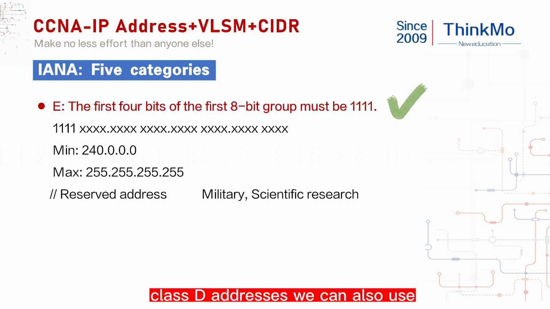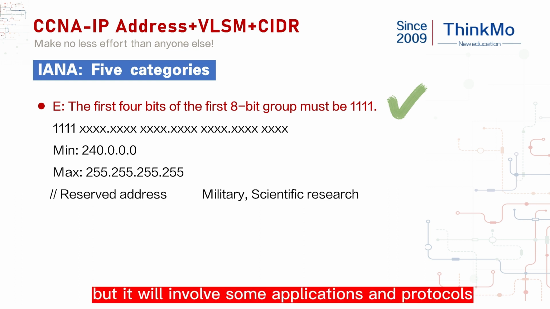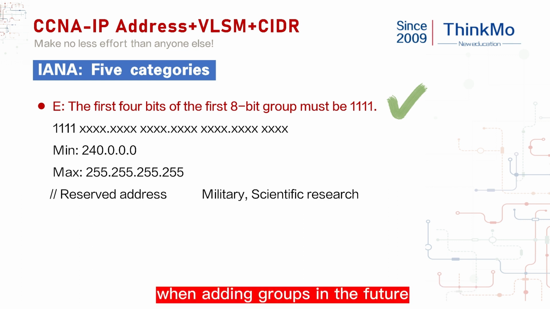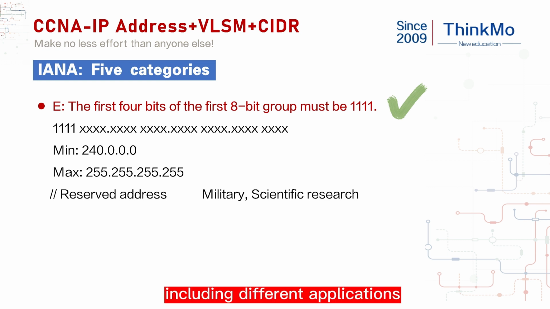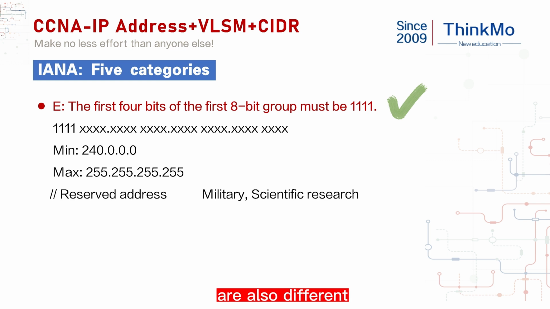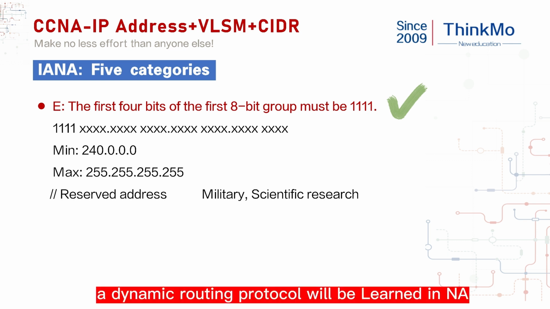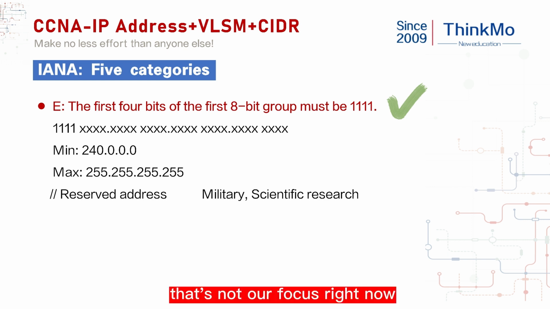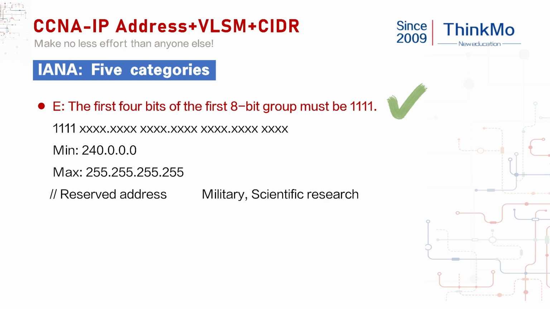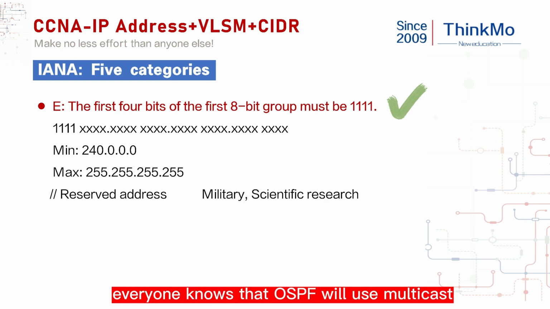Class D addresses we can also use, but it will involve some applications and protocols. When adding groups in the future, different protocols use different multicast addresses, including different applications. The logical multicast addresses they use are also different. A dynamic routing protocol called OSPF will be learned in NA. At this stage, a multicast address will be touched: 224.0.0.5 and 6. That's not our focus right now. Everyone just needs to know that OSPF will use multicast.